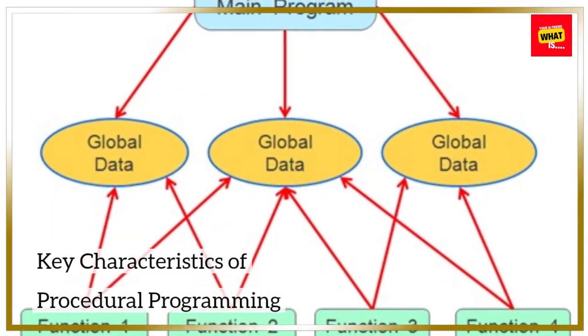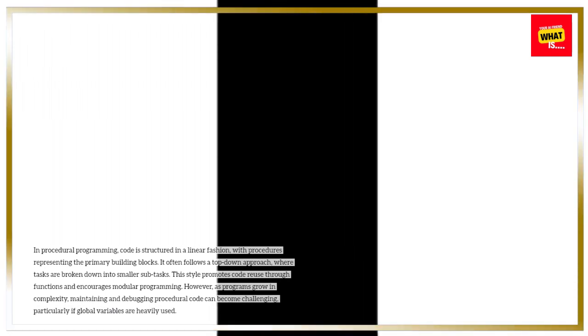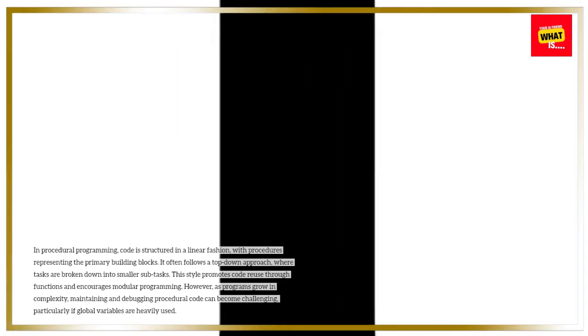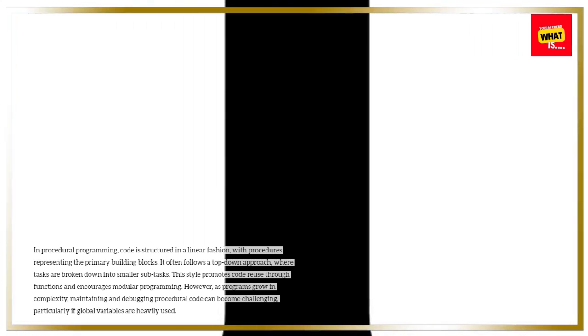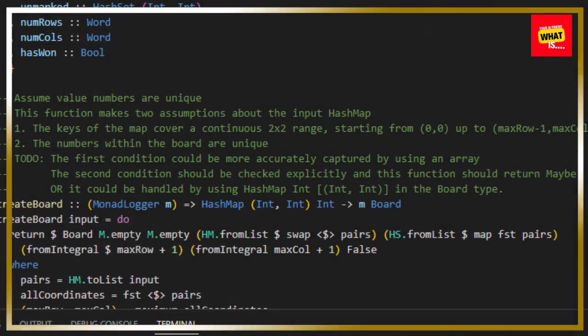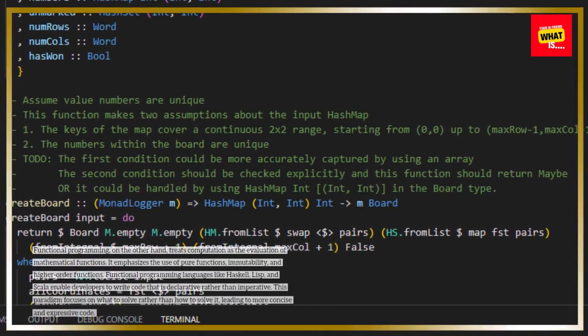Key characteristics of procedural programming. In procedural programming, code is structured in a linear fashion, with procedures representing the primary building blocks. It often follows a top-down approach, where tasks are broken down into smaller subtasks. This style promotes code reuse through functions and encourages modular programming. However, as programs grow in complexity, maintaining and debugging procedural code can become challenging, particularly if global variables are heavily used.